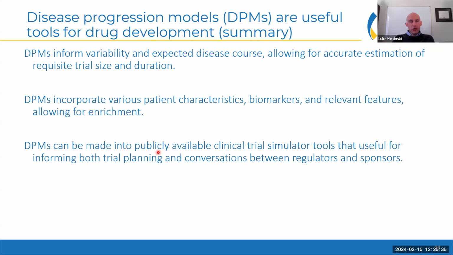And they incorporate various patient characteristics, biomarkers, and relevant features, which allows us to enrich on different things, look at different populations, and ask, what does the typical trajectory look like for a patient with these features or these biomarkers, and how much error do we expect to see? And then, again, I haven't talked too much about this, but they can be turned into something more user-friendly, like some kind of GUI that does a simulation of a trial. This is helpful for informing planning conversations, because you can input the different inputs, see what the expected output and predictions look like, and use that to inform your trial planning.